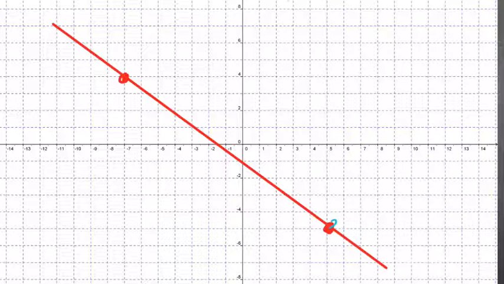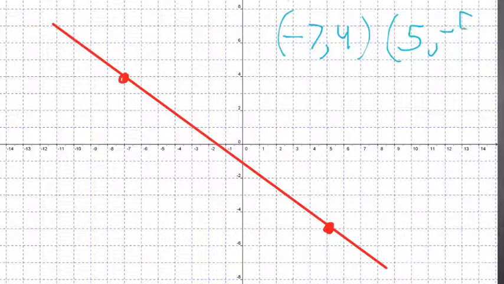I have, was it 5, negative 5? Oh, you were talking about this one here? I was asking for this one. Oh, sorry, you're right. So this one over here, my friends, is negative 7 and 4. And then, yes, 5 and negative 5. You just wrote the ordered pairs, right?